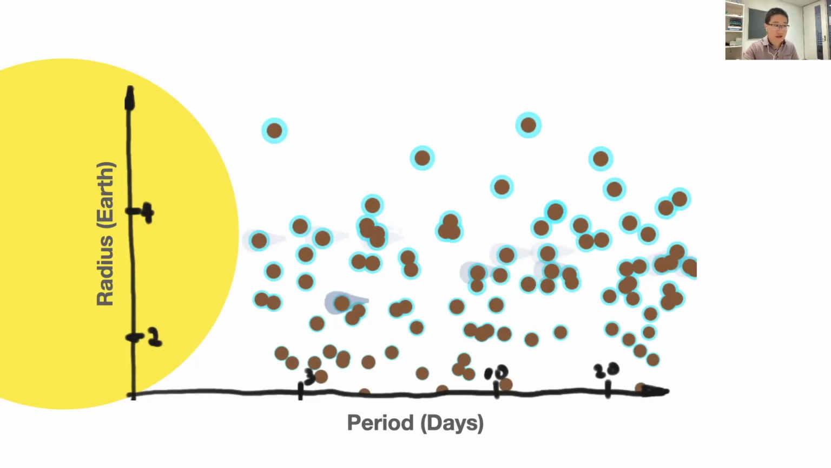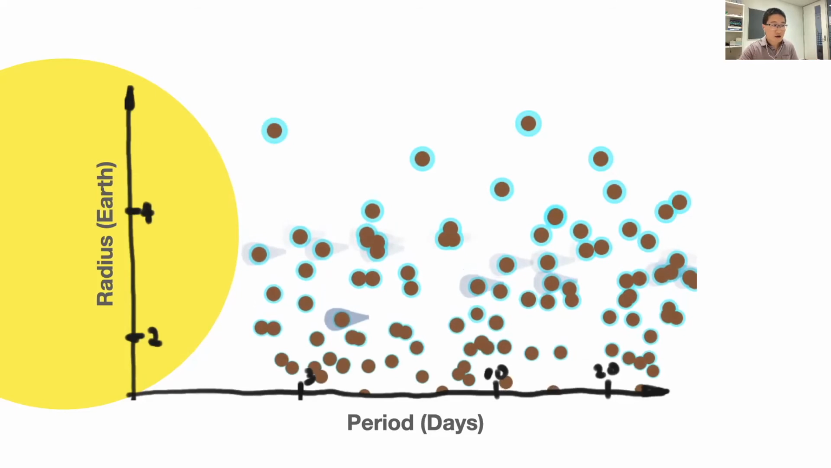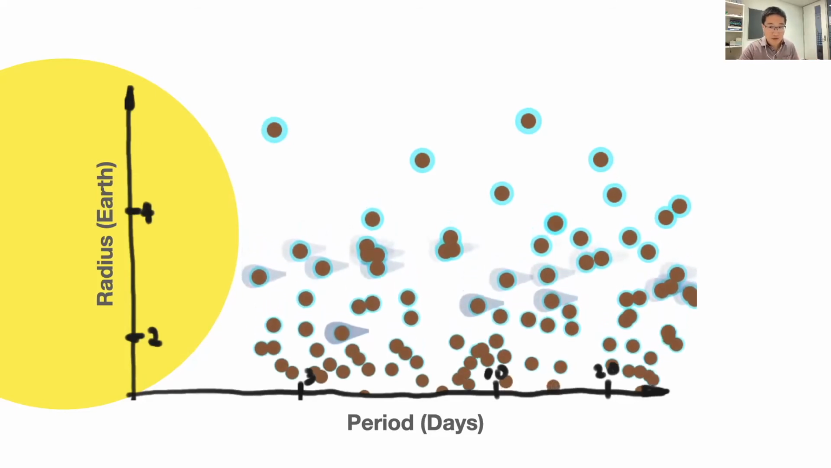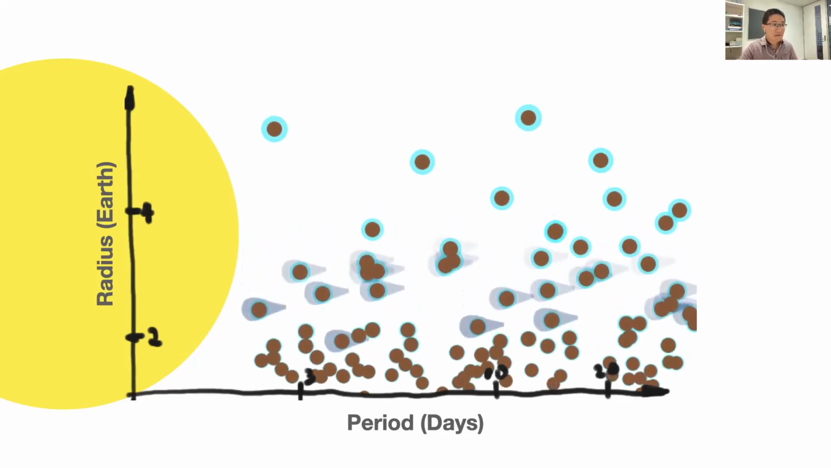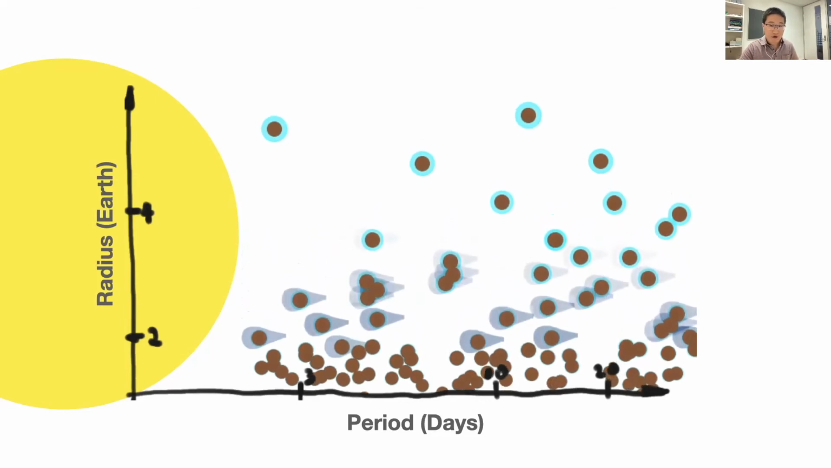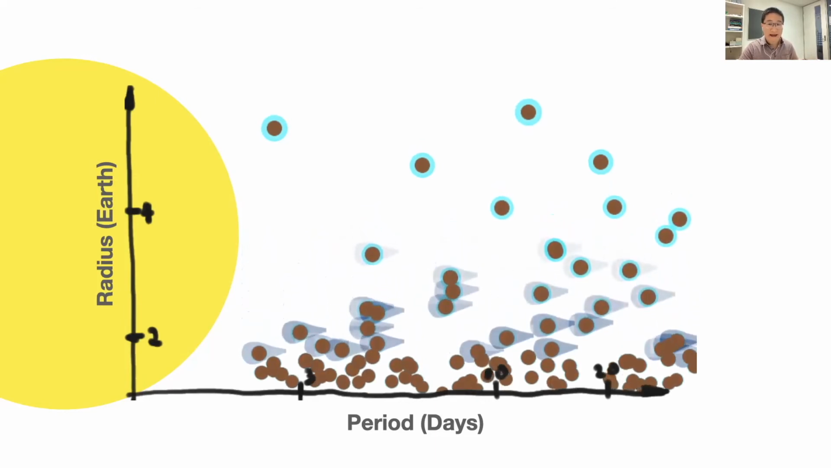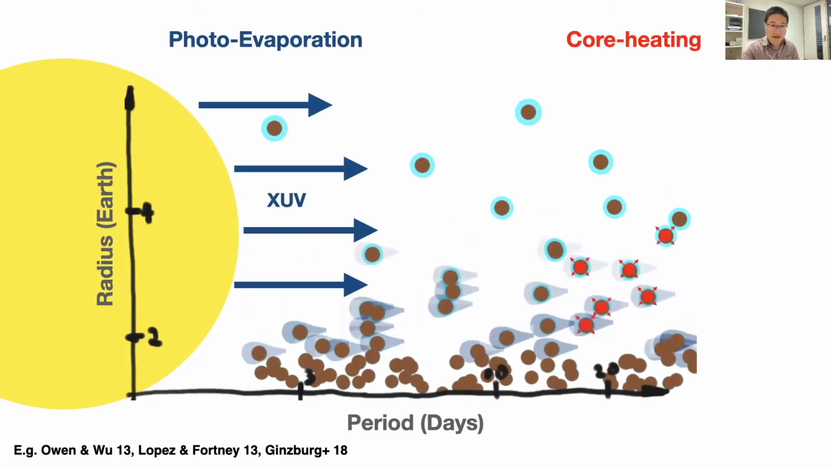And that's because these planets over time undergo contraction, evaporation, and some of the envelopes for some of these planets can get blown away, evaporated away, leaving behind the rocky cores. There are a couple of mechanisms that dominate these types of interactions. One is photoevaporation.